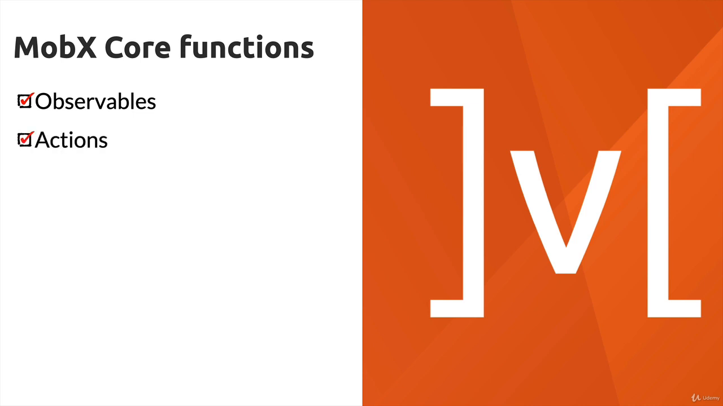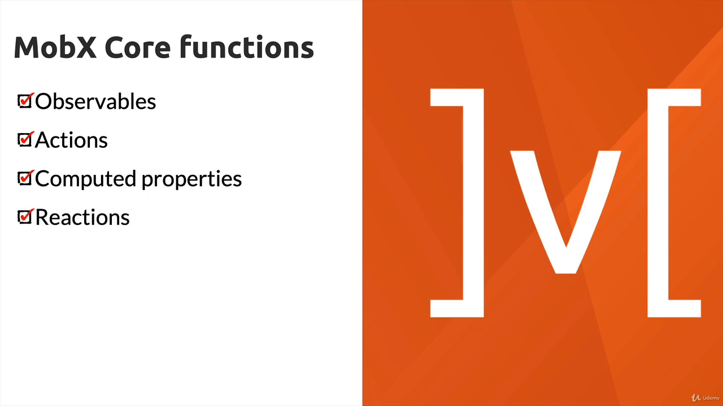We also have the concept of actions, and actions change the states of observables. And we'll be taking a look at these in more detail. Also, we have the nature of computed properties. If we already have some state inside an observable, and we want to derive new state from what we already have, then we can use computed properties. And again, computed properties are something that we can observe, and when their state changes, we can react accordingly.